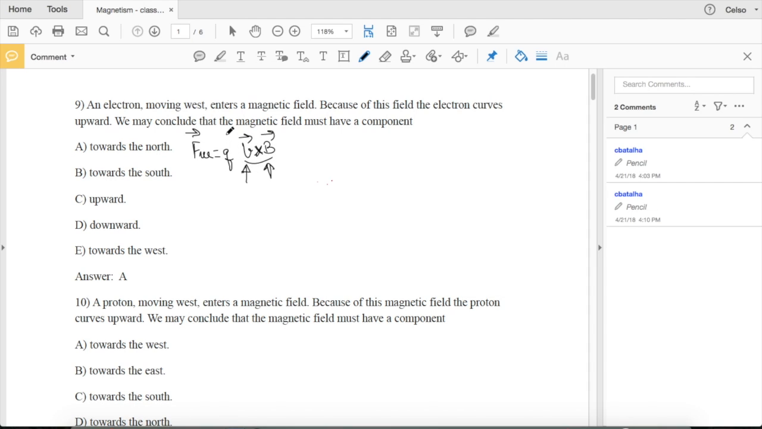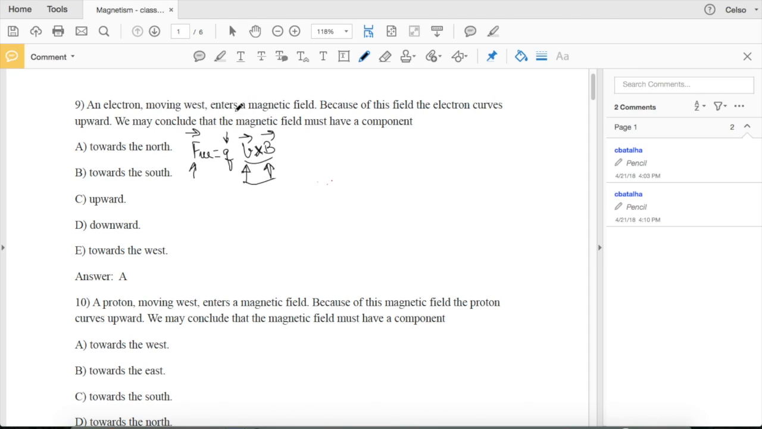Now you have to look at the charge. If the charge is positive, the direction of the force is the direction of the cross product. Otherwise, you have to reverse it. So we have a negative sign applying to this cross product that gives the direction of the magnetic force. So let's see how that works.